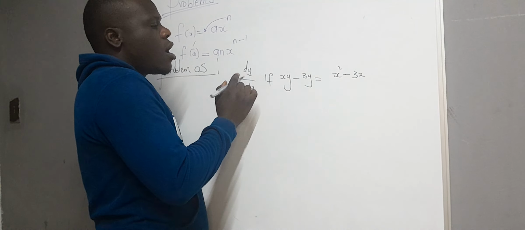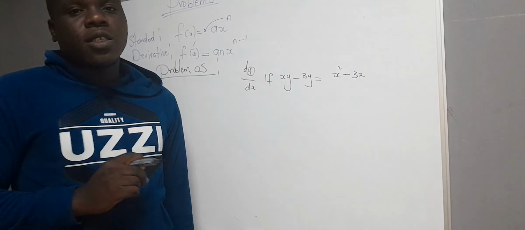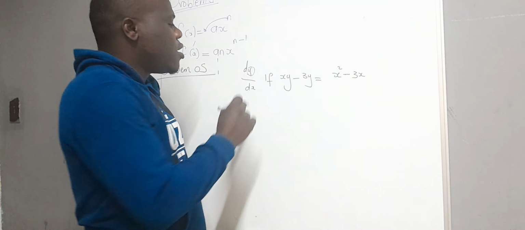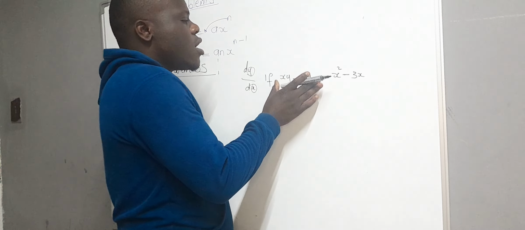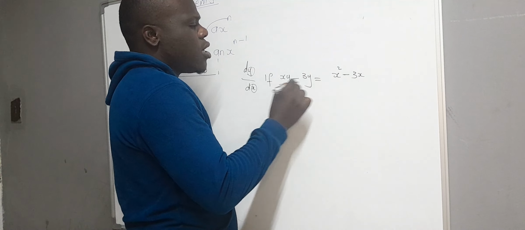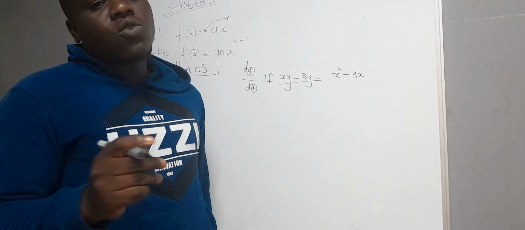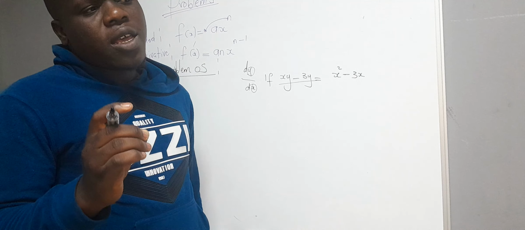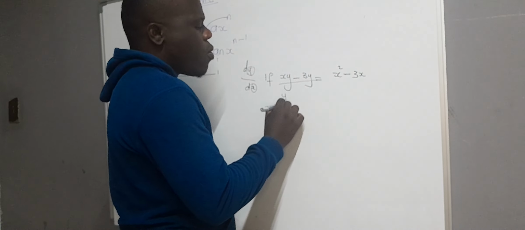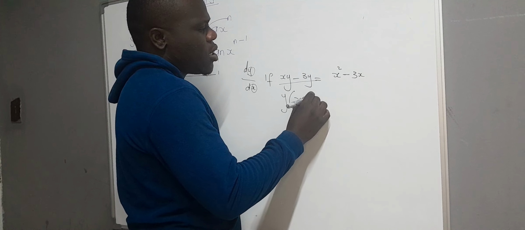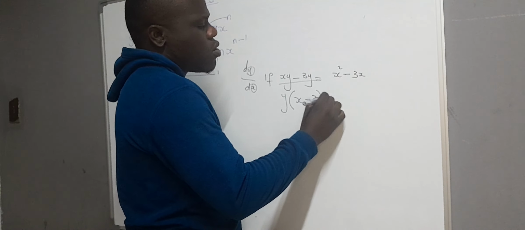So remember, y must be the subject of the formula. It means whenever you see x, you must do what? You derive. So in our expression, here I have to take out my y as my common factor. So here I'm going to take out y into x minus 3 equals to.